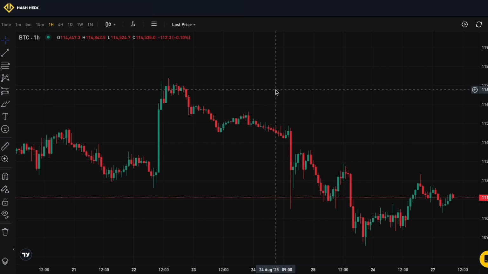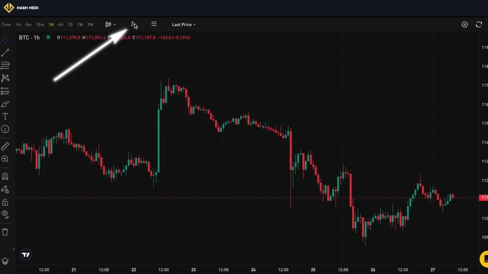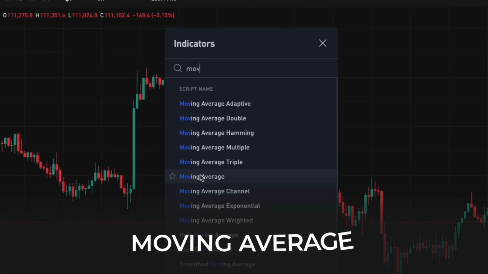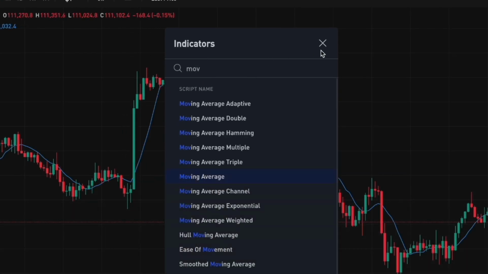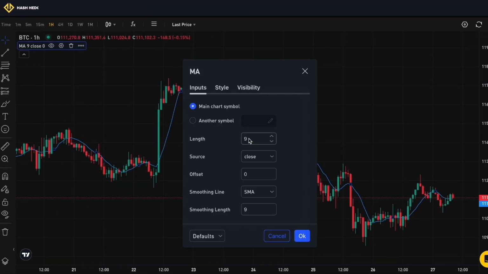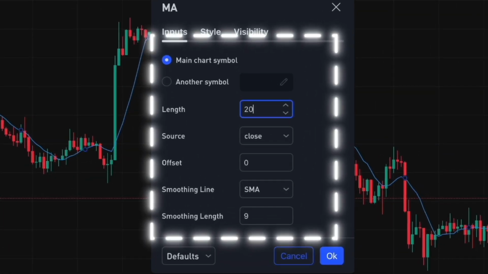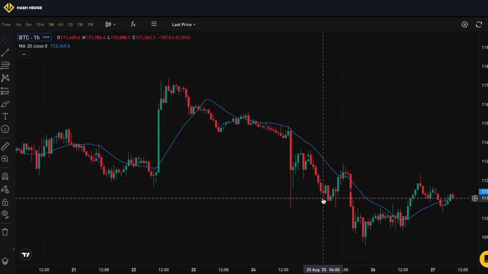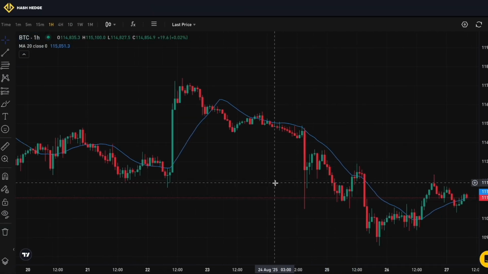So, the whole strategy is based on only one indicator, the moving average. In order to set it, you need to go to the indicator menu. Select the moving average in the general list. Next, we need to change its parameters. We need a moving average with a period of 20, apply to close, and we need a regular simple moving average. Simple moving average.